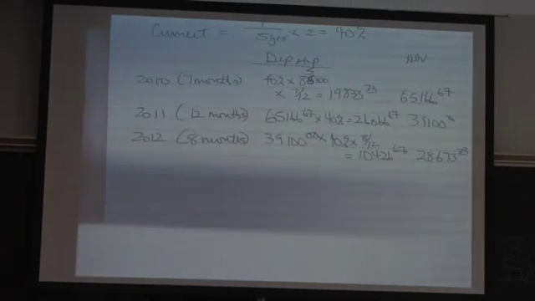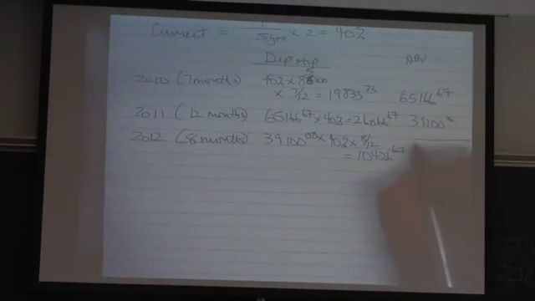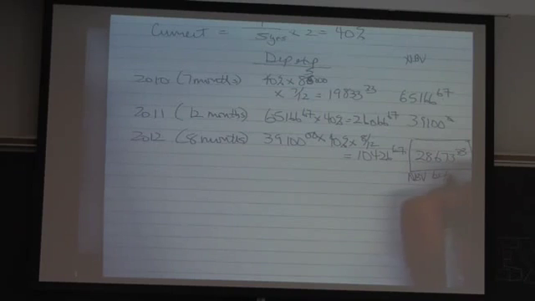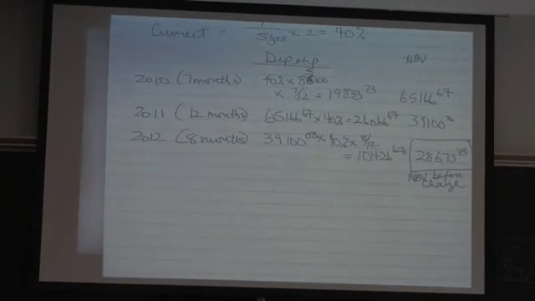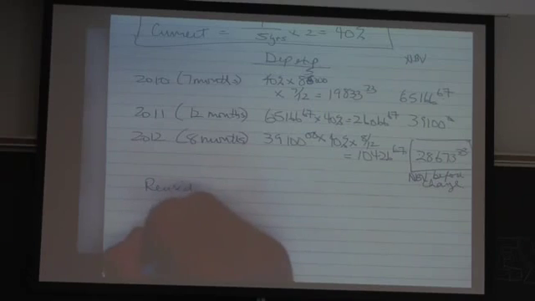So net book value prior to the change is 28,673.33. So this is a very important net book value because this will tell us the net book value before change. Now, once again, we need to calculate the revised. So this is the current depreciation rate. We want to calculate the revised amortization rate or depreciation rate.